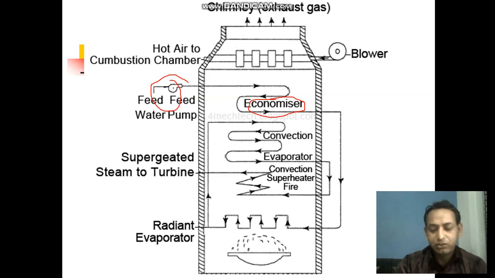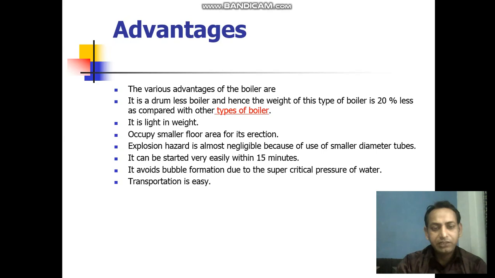As far as the advantage is concerned, this boiler does not utilize any boiler drums, so the overall weight of this boiler is 20% less as compared to the LaMont boiler. It is lighter in weight and occupies less floor area because the drums are absent, and it can be started within 15 minutes. It avoids bubble formation due to the supercritical pressure of the water.